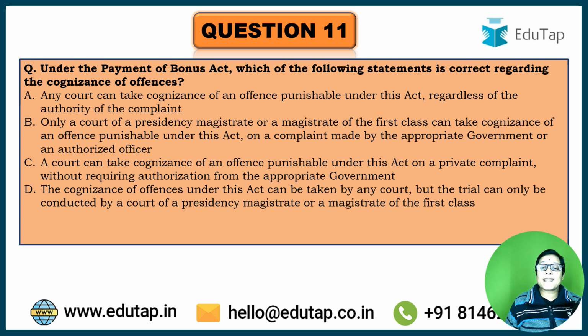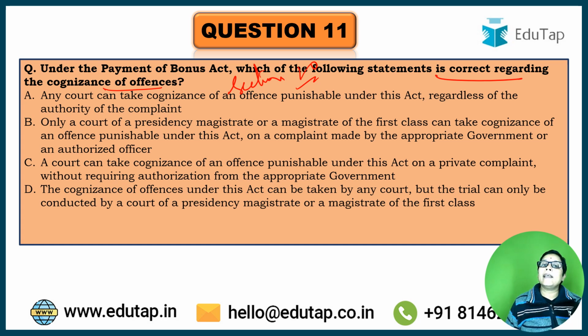Moving on to our next question, cognizance of offences under section 30. Who can take that? Okay, so under the Payment of Bonus Act, which of the following statements is correct regarding the cognizance of offences? Who can take that? No court shall take cognizance of any offence punishable under this act except on a complaint made by or under the authority of an appropriate government.